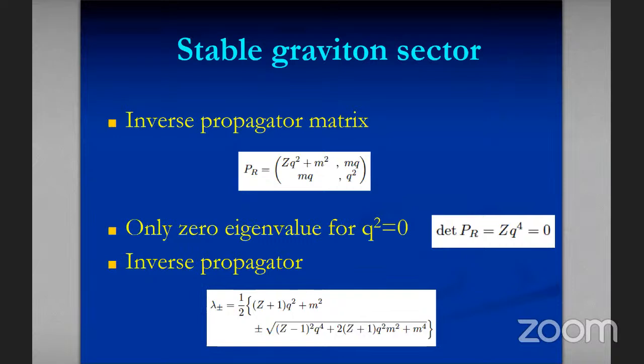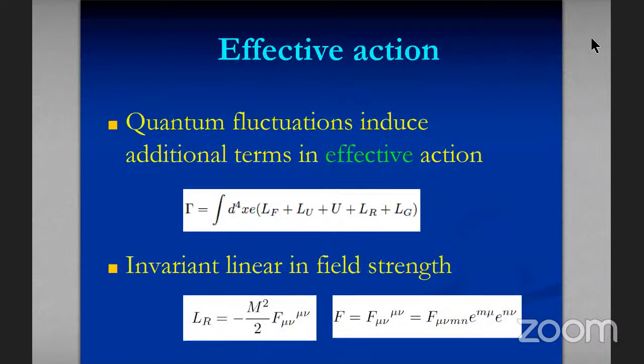But the effective action has still the same symmetries. But in general, you have more invariants. You have more invariants, actually, in general, infinitely many invariants. But let's just concentrate on those with a low number of derivatives because they will dominate the low momentum behavior.